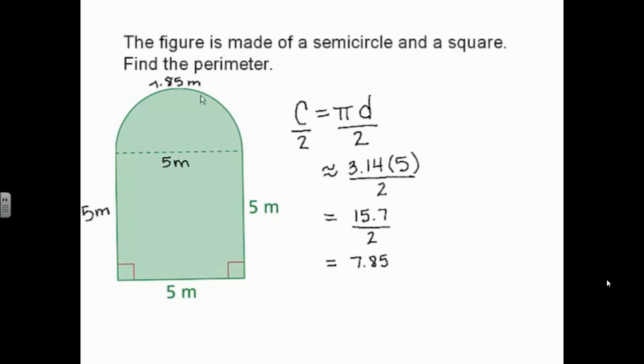7.85 meters. Now that we have all sides of our figure, we can find the perimeter by adding them. So the perimeter is equal to 5 plus 5 plus 5 plus 7 and 85 hundredths. This is equal to 22 and 85 hundredths. And don't forget to add your units, which is meters. So the perimeter of our figure is 22 and 85 hundredths meters.